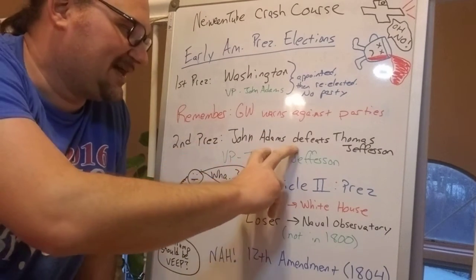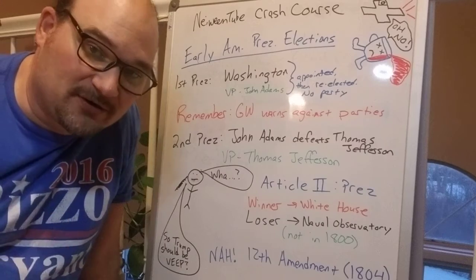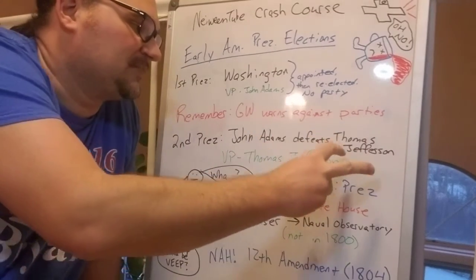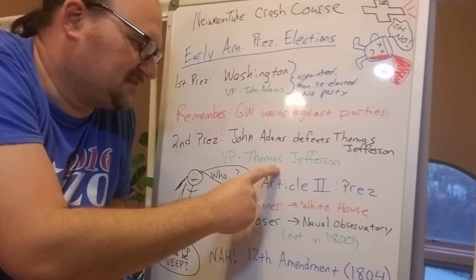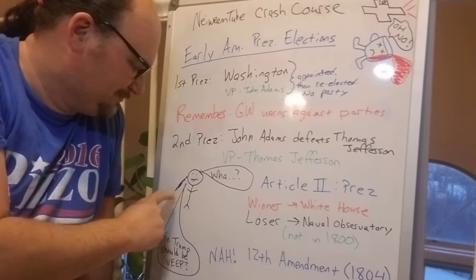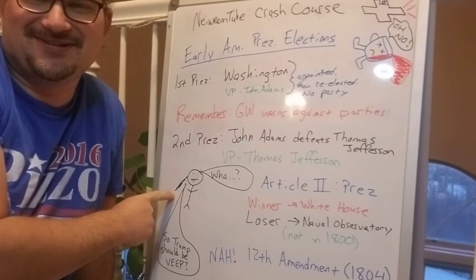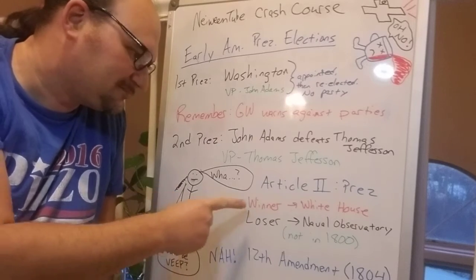Second president, John Adams, who's a Federalist, defeats Thomas Jefferson, and Thomas Jefferson becomes his Veep. I didn't have a Bitmoji, so I just drew a little Bitmoji anyway.